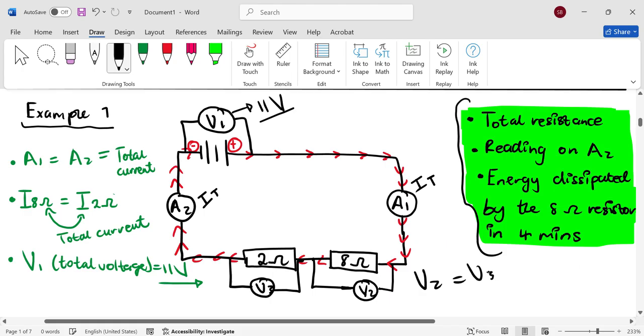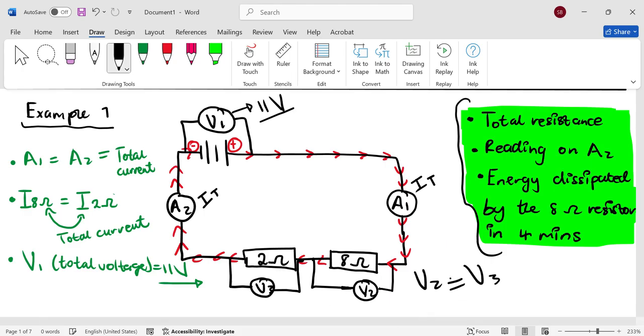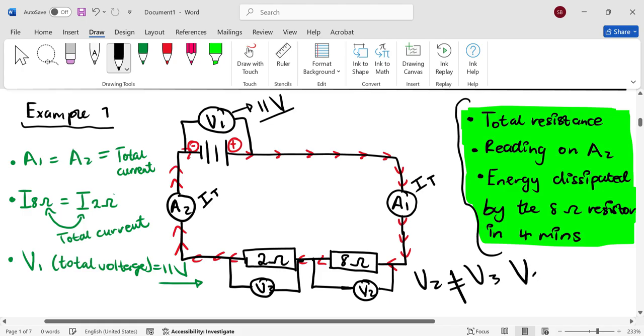If you said yes, please try to just look at the previous video and understand why it's actually a no, right? So V2 is not equal to V3, but I hope you guys agree with me when I say that V2 is greater than V3. Do you guys see that? V2 has a reading that is greater than V3.